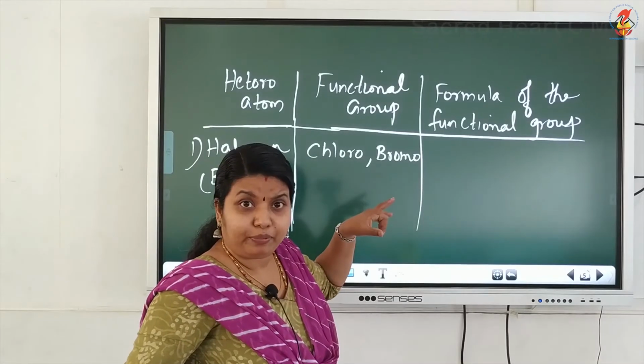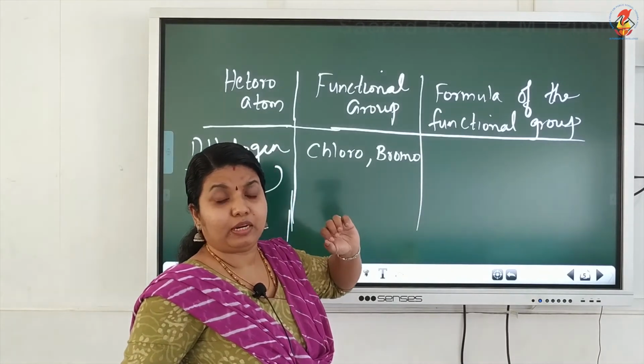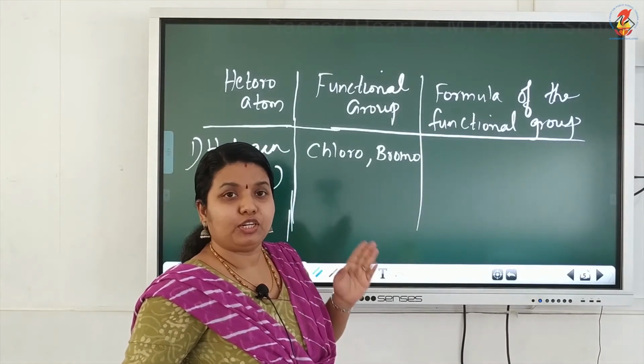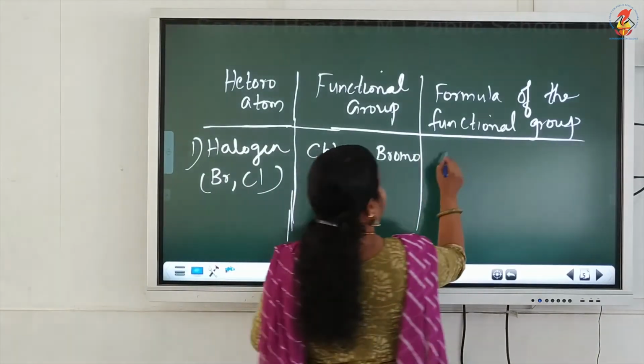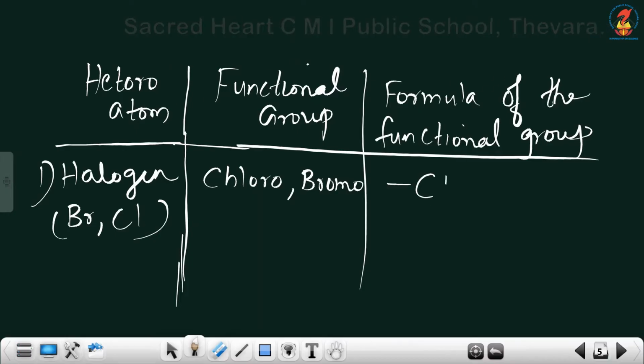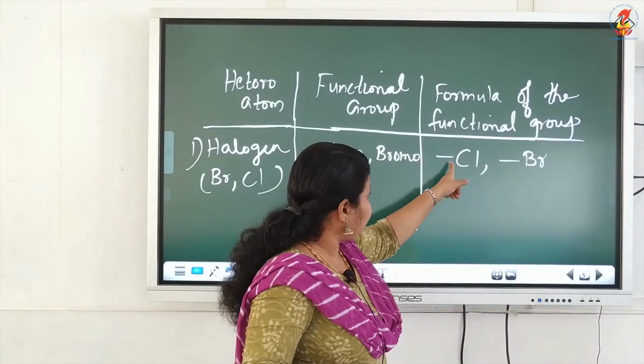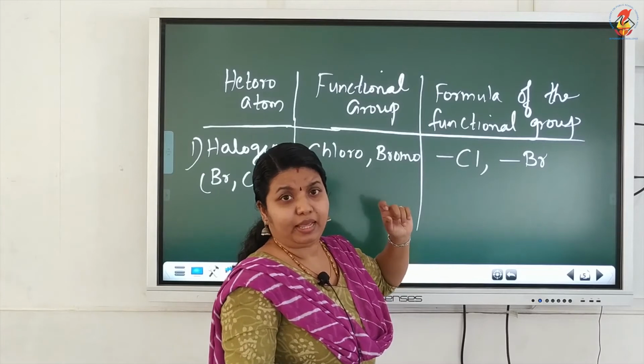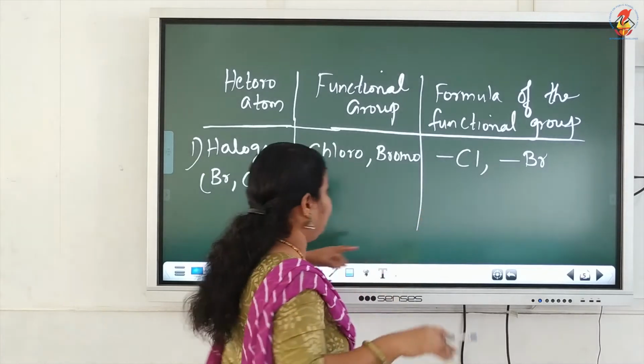We call the compound with one hydrogen replaced by chlorine chloromethane. Then the functional group is chloro. And the formula of the functional group is... what does this line represent? This line is actually the bond which attaches this functional group to the carbon chain. This is the bond that is connected to the carbon atom. That is why we have to write the line.